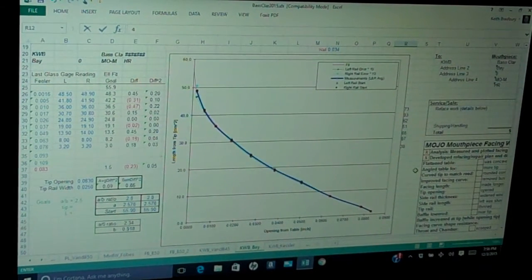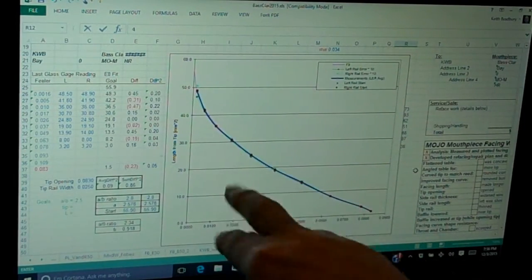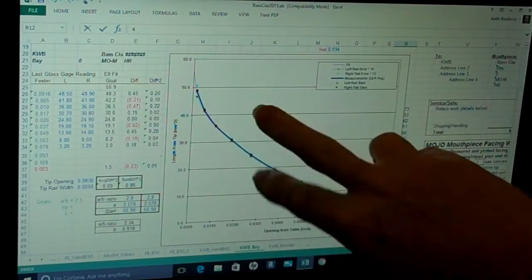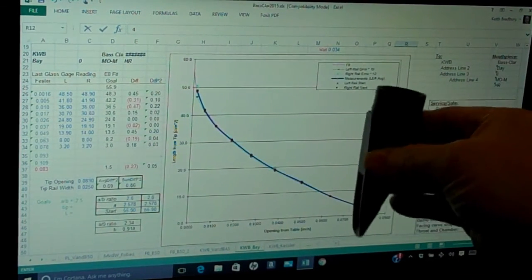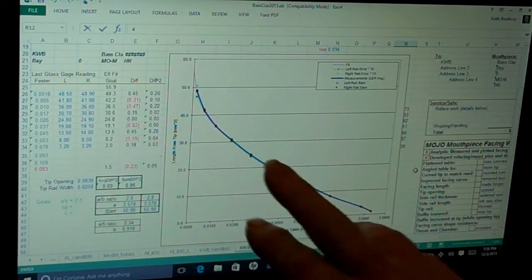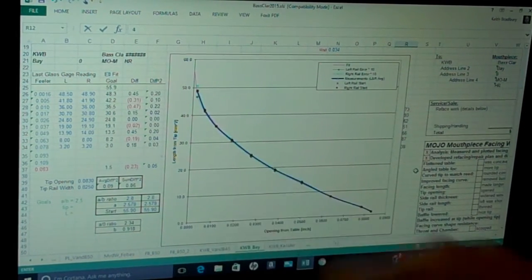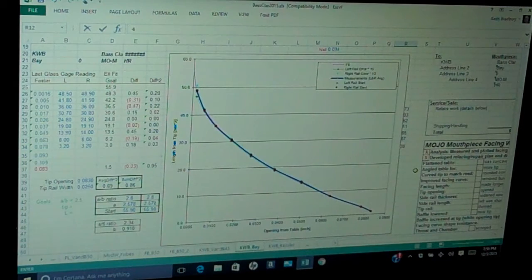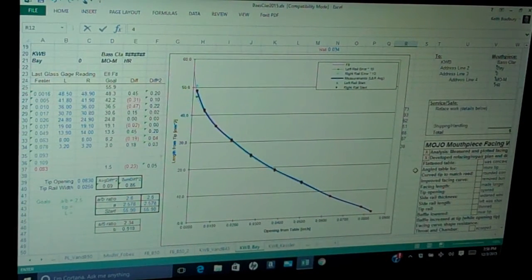So all these points on here are the individual feeler gauges, and I actually do plot the left and the right separately. This particular mouthpiece's bay is pretty uniform. Where it's not uniform, I'll actually try to show an exaggerated illustration of the left and right rail being crooked. This bay is pretty straight, so I'll have to show you that on a different mouthpiece.